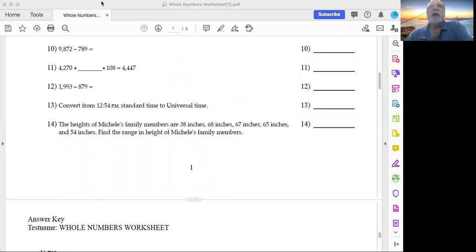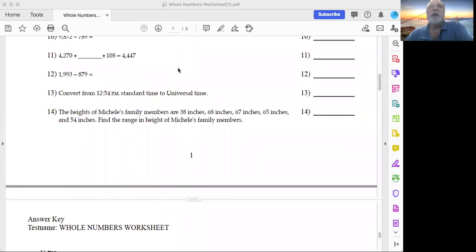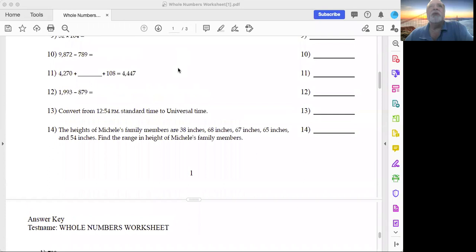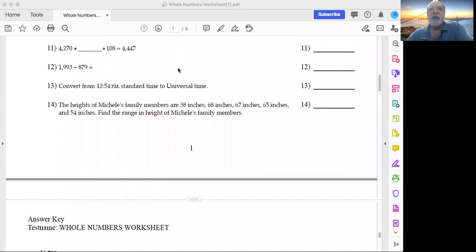Okay, now we've got another problem where we have to solve for the unknown, right? 4270 plus something equals 4,447. So the way we're going to do this again is use a variable in here, we'll call it X, and we're going to solve for X, okay? So it's the same approach that we had before.